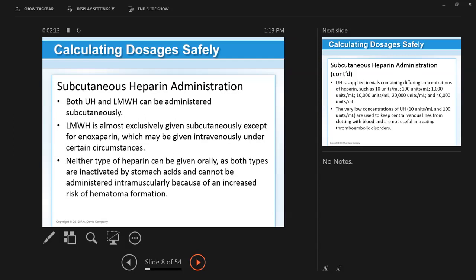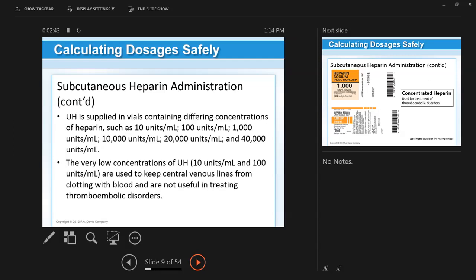So we see both used very routinely. A lot of times the low molecular weight heparin, or the enoxaparin, is given subcutaneously. Once in a while it may be given IV. We do see the unfractionated heparin given both IV and subcutaneously. It's important to note though that neither type can be given orally because the stomach acids would not allow for it to be adequately absorbed. So it's either going to be given IV or sub-Q.